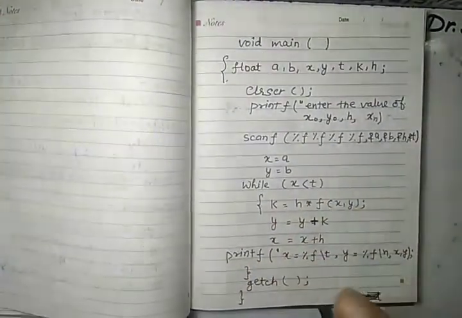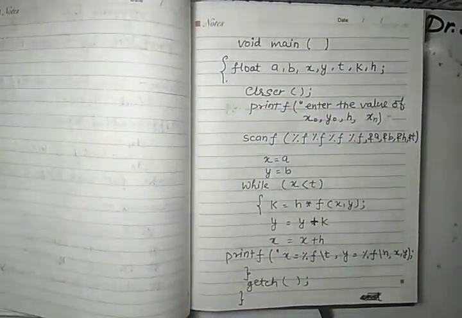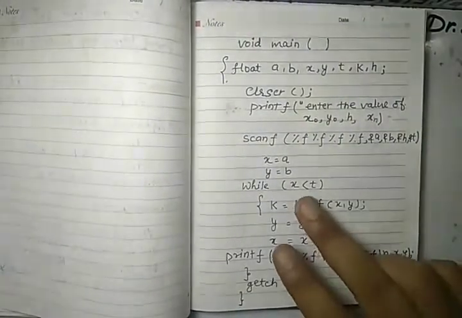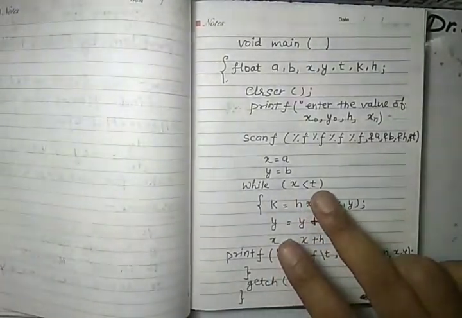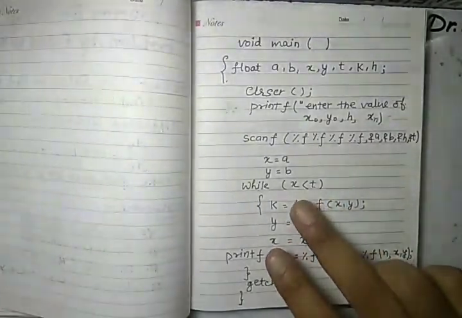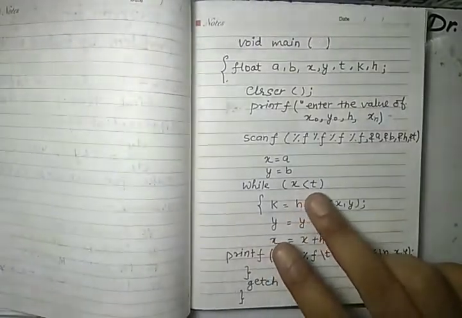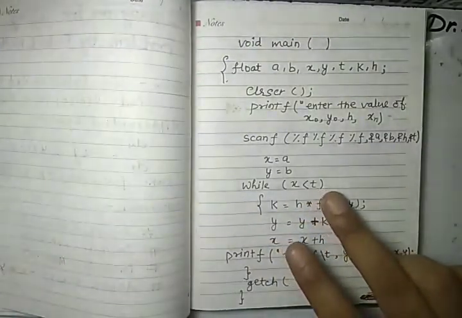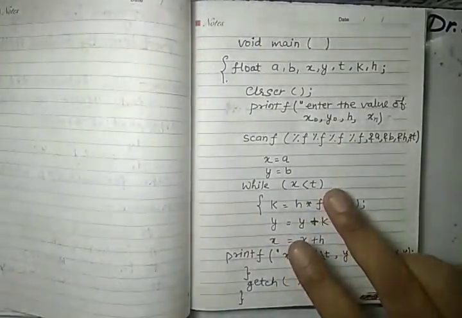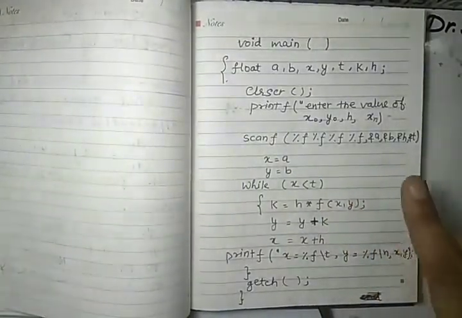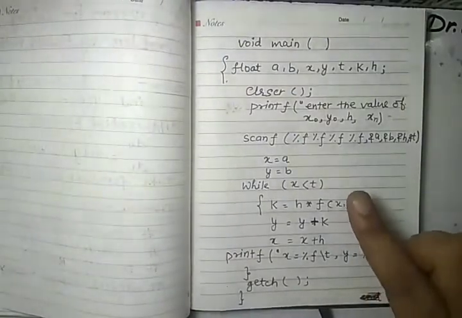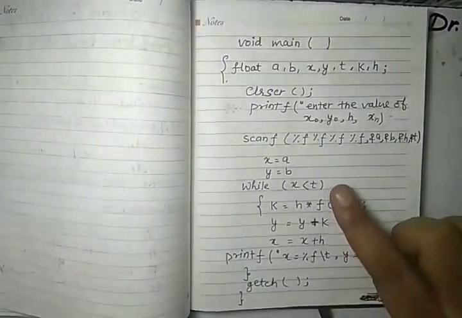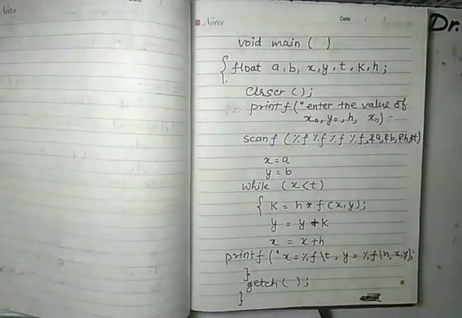While loop means this program can be continued in a loop till this condition is satisfied, that is x is less than t. That means till the value of x is less than the maximum value of x that we choose, that is 0.25, the loop is continued. And as the condition is broken, the program is stopped.